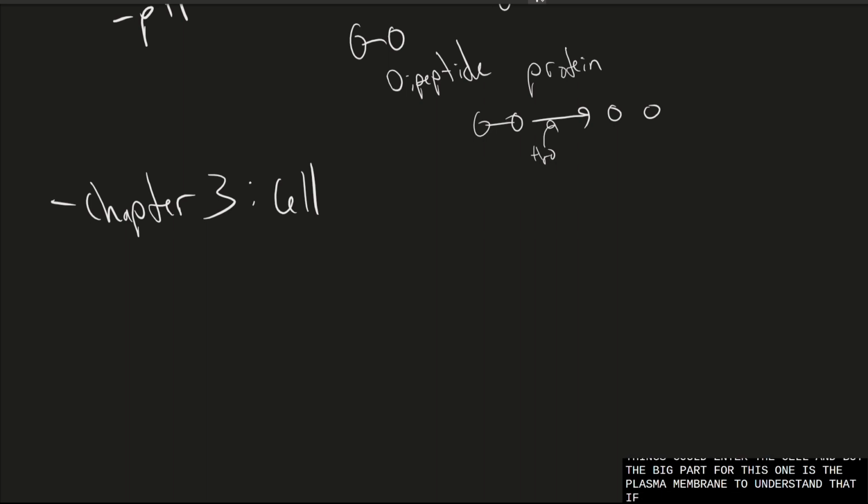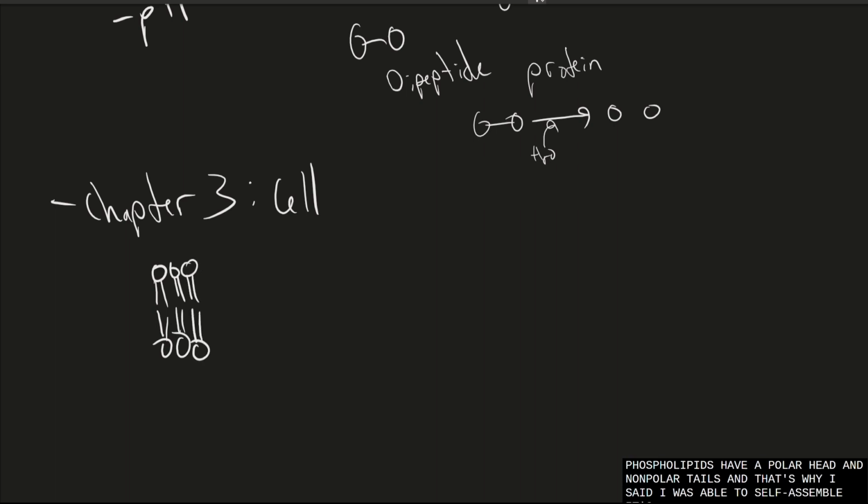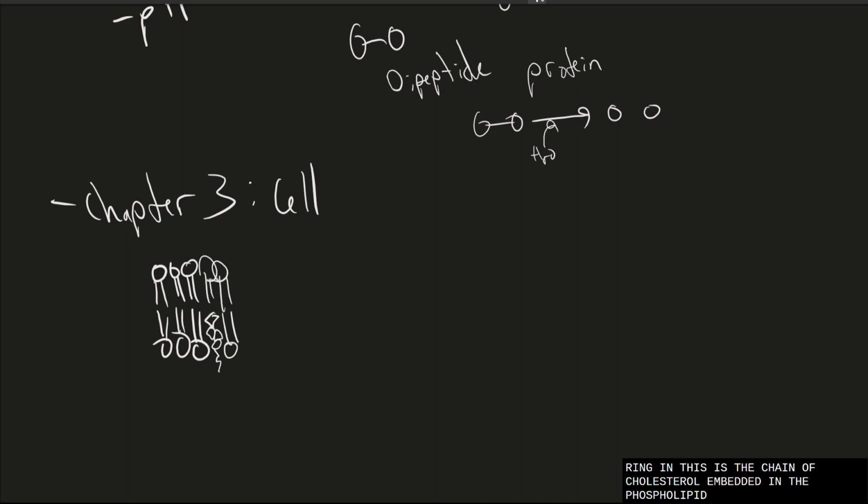So understand the different things that can embed themselves in the plasma membrane and what the plasma membrane is. It's a phospholipid bilayer. So here, these are phospholipids. Phospholipids have a polar head and nonpolar tails, and that's why a cell membrane is able to self-assemble into its own structure. You can also have a cholesterol ring, and this is the chain of cholesterol embedded in these phospholipid membranes. So this would be cholesterol.